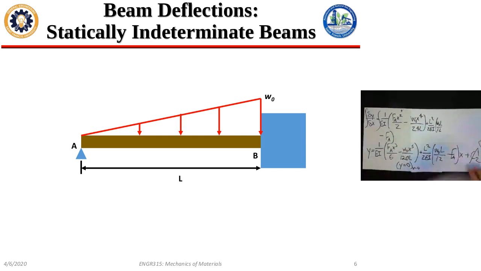So that's 0. There you go. I've imposed my boundary conditions. All right, so this then is my equation for deflection of this beam at any point x.